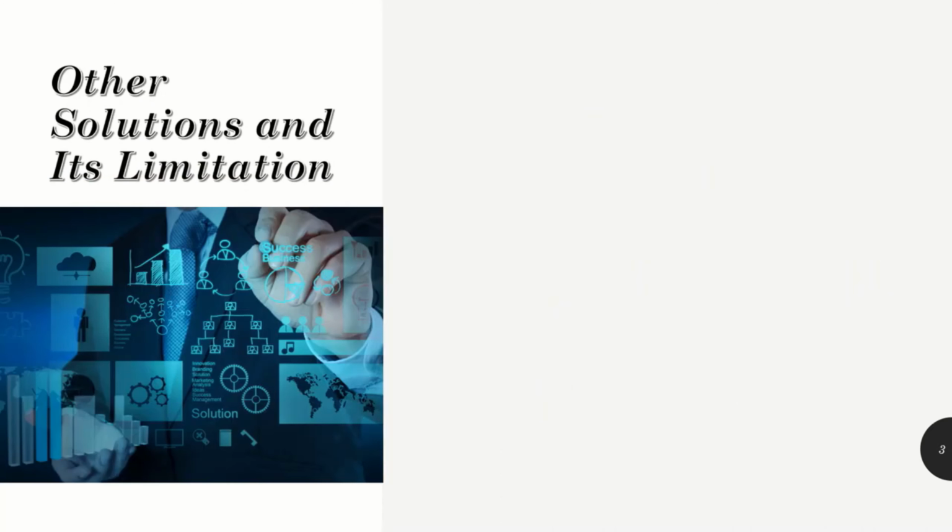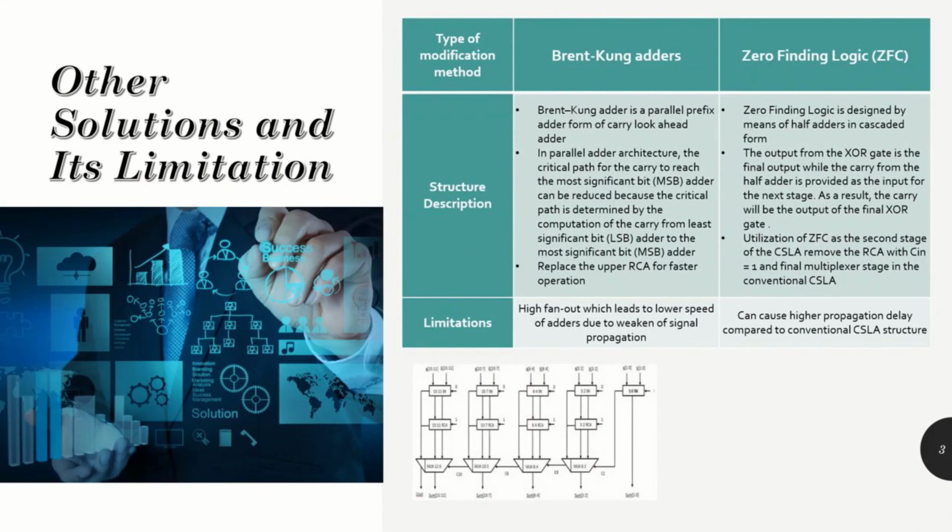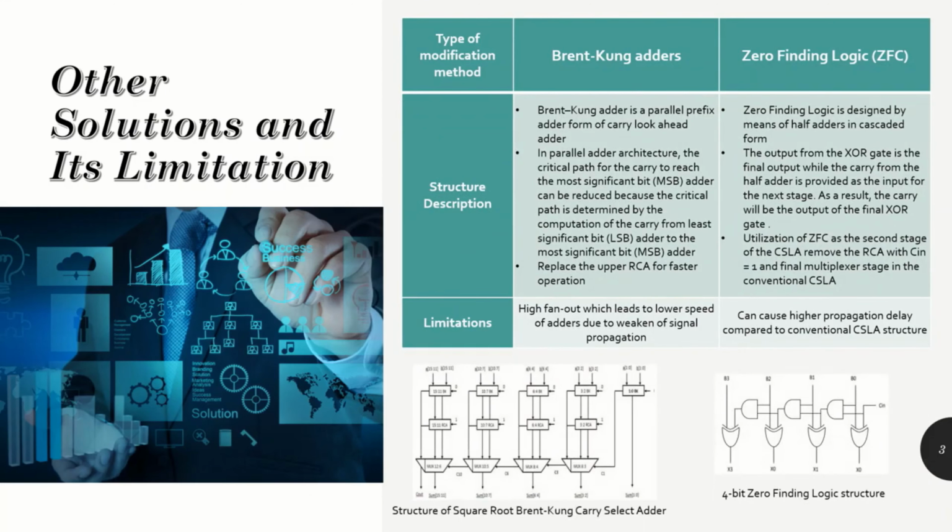There are some other methods that can be used in modifying the regular square root carry select adder. Firstly, is by using Brent-Kung adders. Brent-Kung adder is a parallel prefix adder form of carry look-ahead adder. In parallel adder architecture, the critical path for the carry to reach the most significant bit adder can be reduced, because the critical path is determined by the computation of the carry from least significant bit adder to the most significant bit adder. It is used to replace the upper RCA for faster operation. Although the Brent-Kung adder is simpler in architecture, it has higher fan-out, which leads to lower speed of adders due to the weakening of signal propagation.